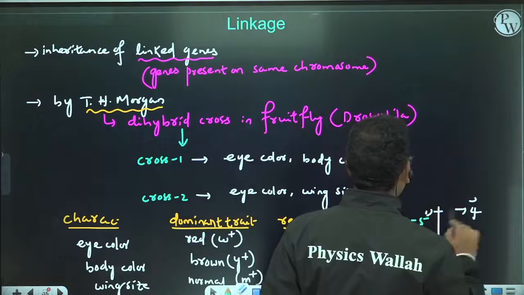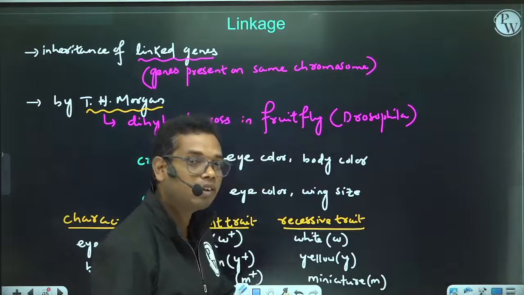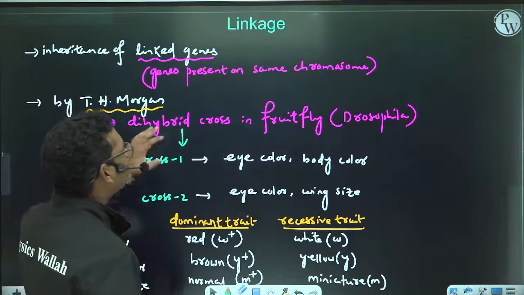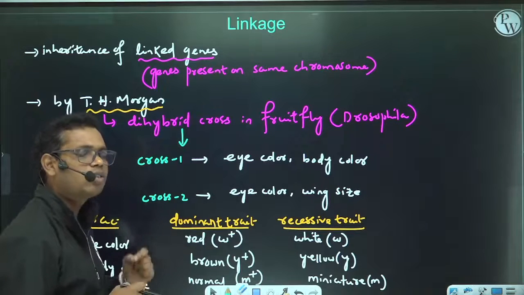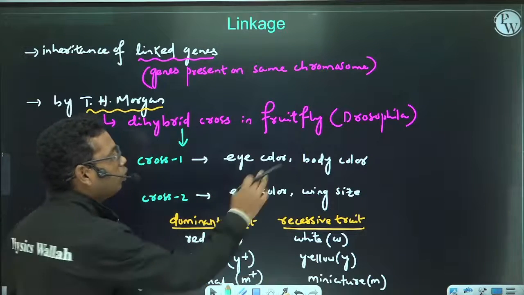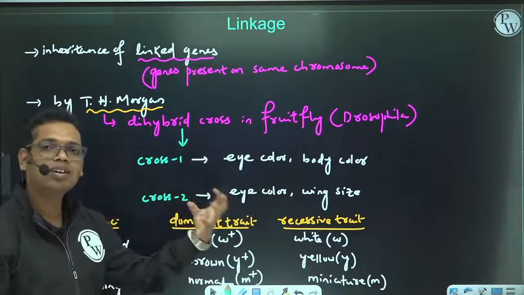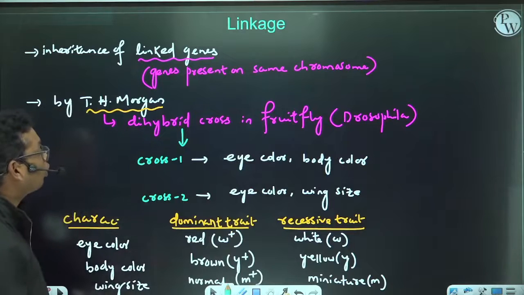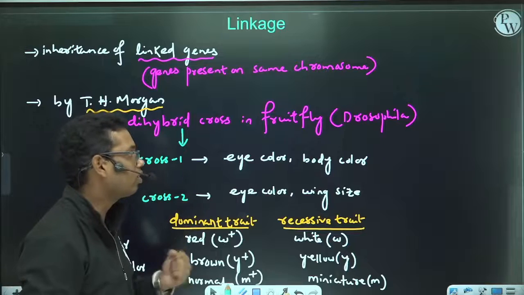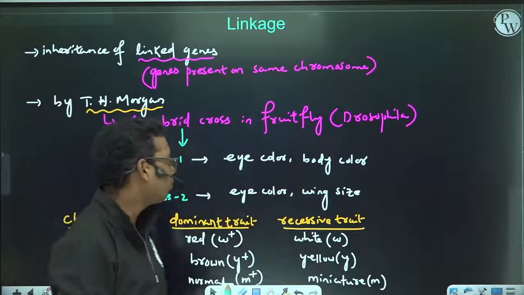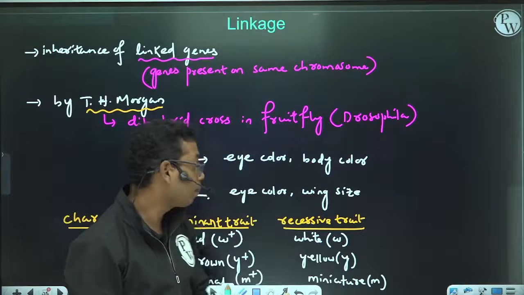And this concept of linkage was given by T.H. Morgan, who is considered the father of experimental genetics. He gave this concept of linkage by performing two types of dihybrid cross in Drosophila, which is also known as fruit fly. Why? Because this grows normally on ripened fruit like banana. So he performed two types of dihybrid cross. In one cross, he took two characters like eye color and body color of Drosophila. In another cross, he took eye color and wing size.